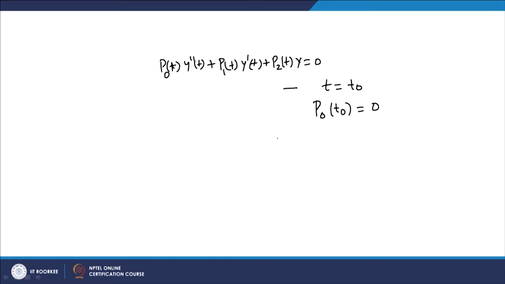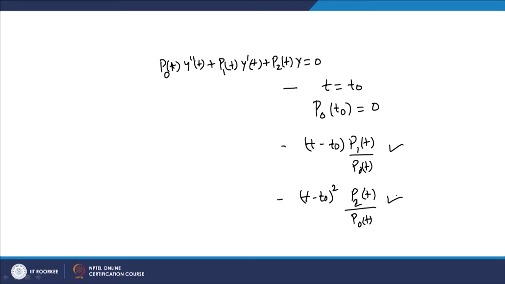And in addition, if t minus t naught times P1 t divided by P naught t, and t minus t naught square times P2 t divided by P naught t, if these two functions are analytic in the neighborhood of t naught, then we say that t equal to t naught is a regular singular point. We want to find the solution in the case when t equal to t naught is a regular singular point, and that is what we are going to do in this lecture.